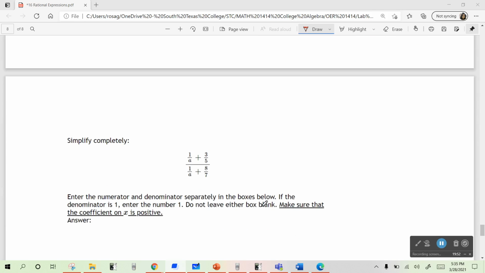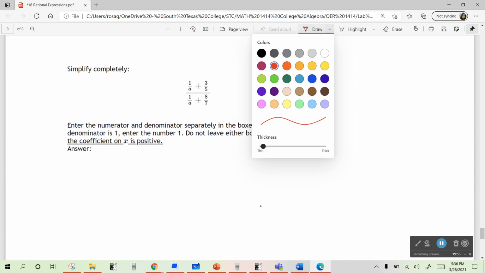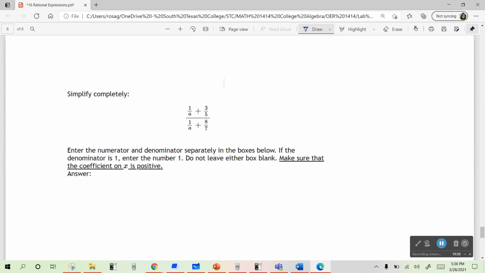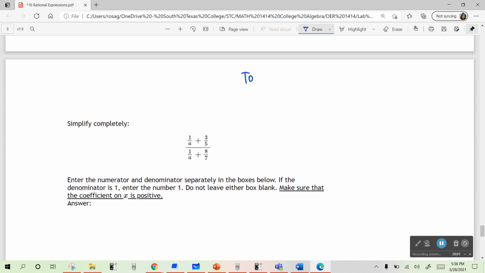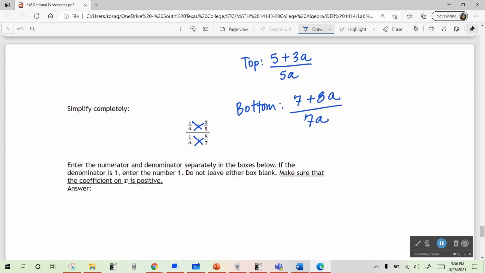And then the last one is very similar to the one we just did, but I did want to make another one because I know these can get scary. So the top, again, I'm going to do the cross multiply. So it's going to be 5 plus 3a and then 5a. And then the bottom, there's nothing to factor here because the 3 and 5 have nothing in common. 7 plus 8a divided by 7a. Again, the cross multiply. There's nothing to factor because the 7 and 8 have nothing in common.